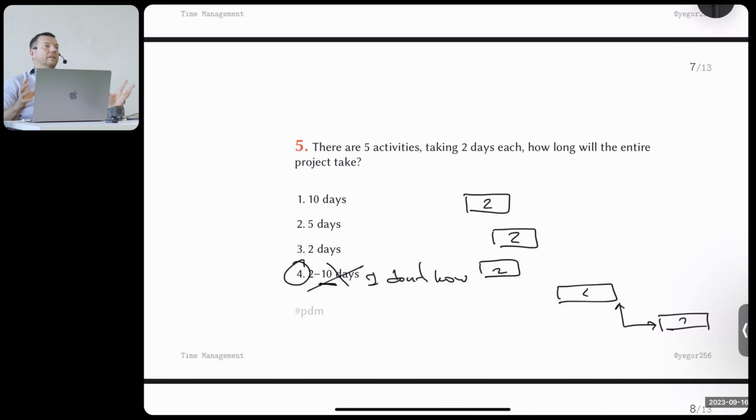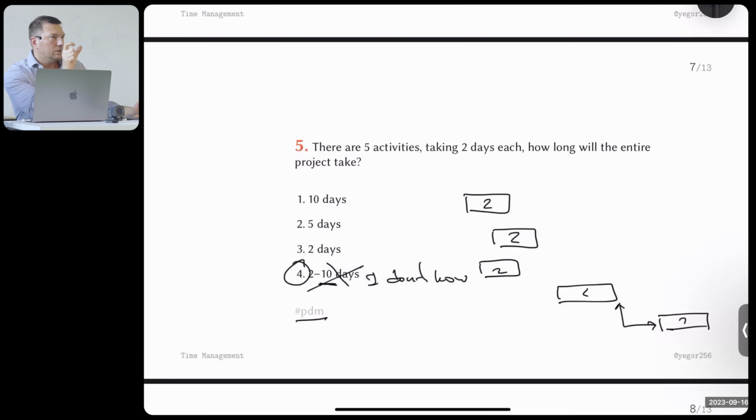There is a mechanism of scheduling the project, of building the schedule of the project. And this mechanism is called PDM, precedence dependency management. It's where you ask your programmers, ask your people in the team to estimate how long each task will take. So you get 2 days, 2 days, 2 days, 2 days, 2 days, and then you ask them who depends on who.